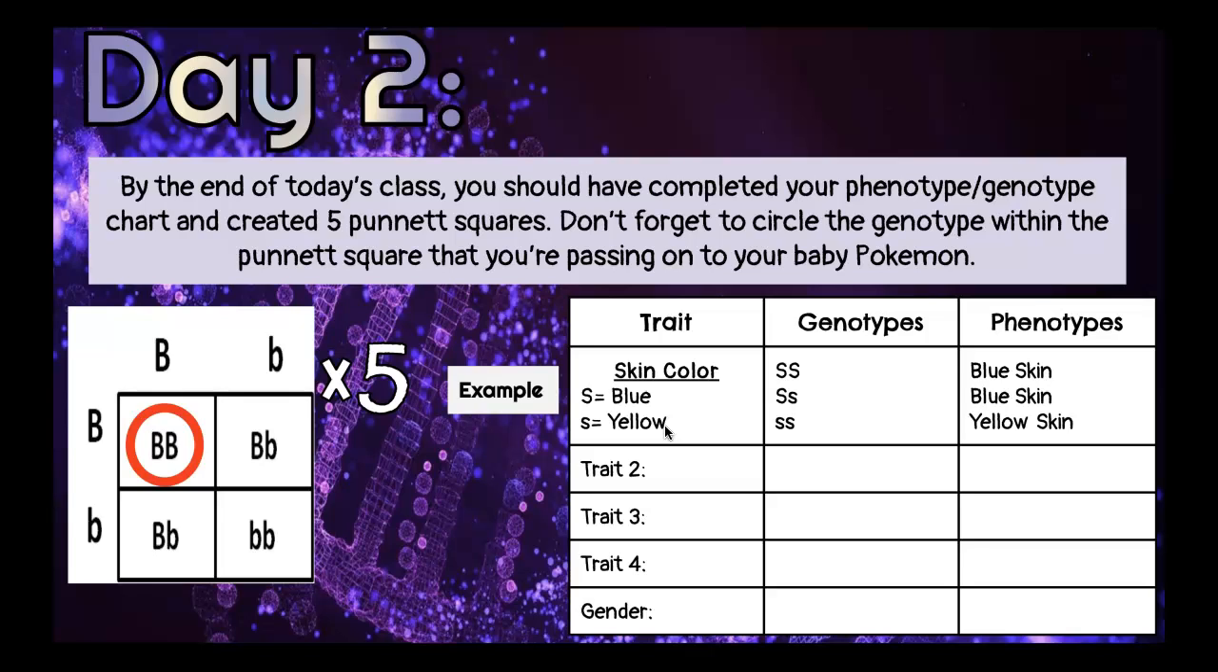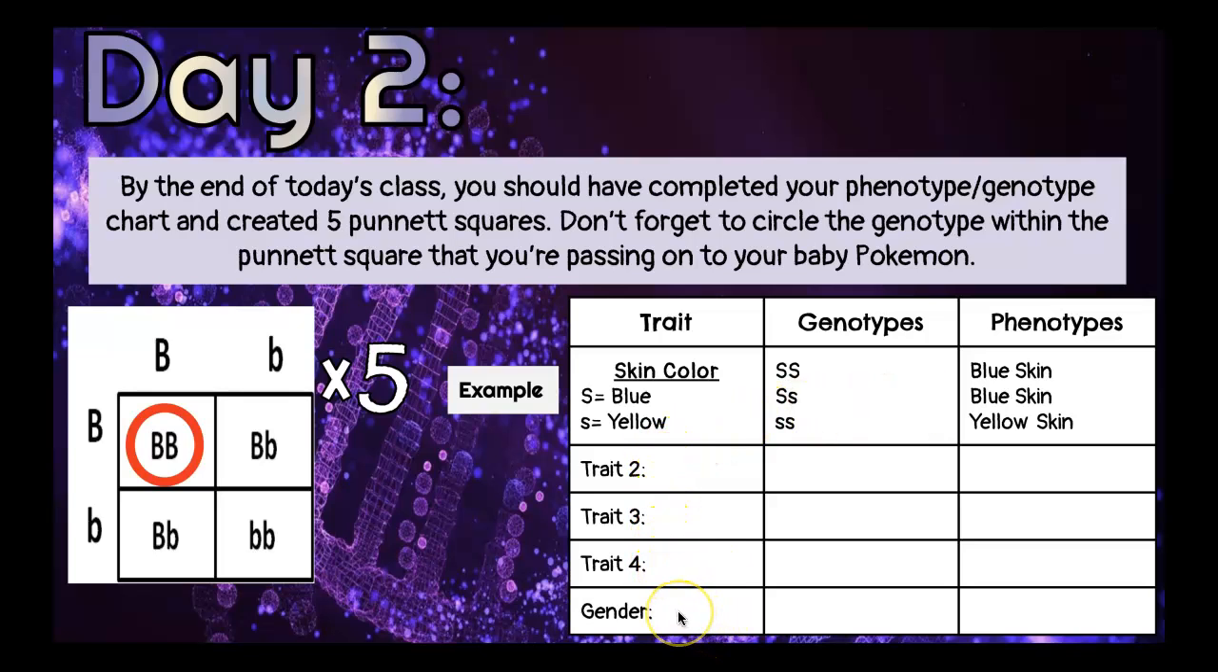So if you were looking at skin color and one of you had a blue Pokemon and the other had a yellow, you could make one of those colors dominant and the other color recessive. And that's the key you're going to use to do your code for phenotypes, all right? And you're going to make up all that for trait 2, 3, and 4.